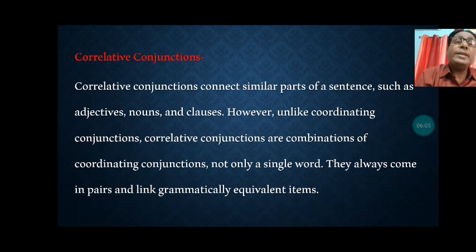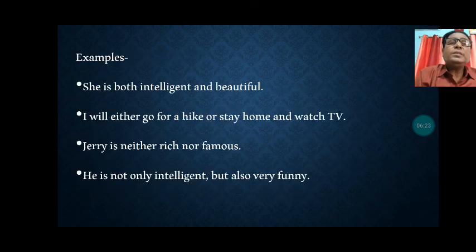They are combinations, not only a single word, like two words or three words. They always come in pairs and link grammatically equivalent items. You see the examples here. She is both intelligent and beautiful. In this sentence, both and and are correlative conjunctions.